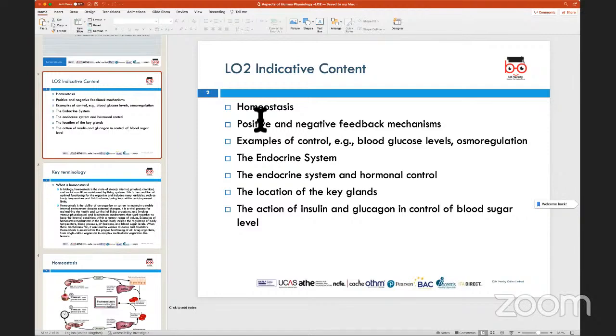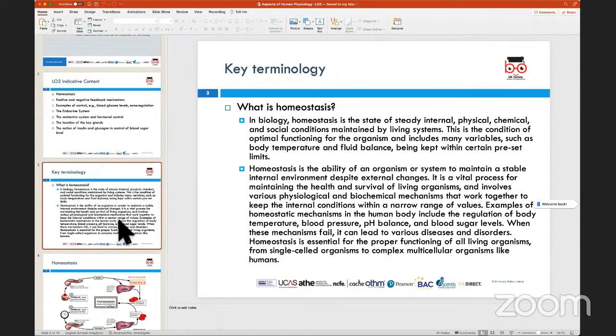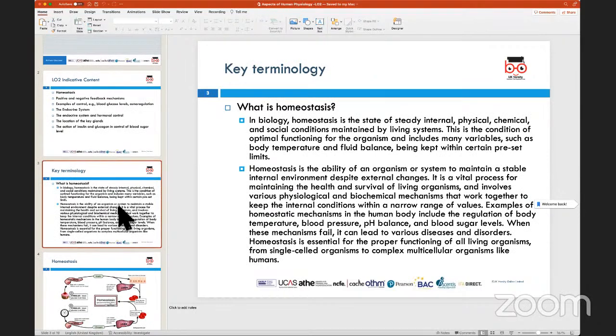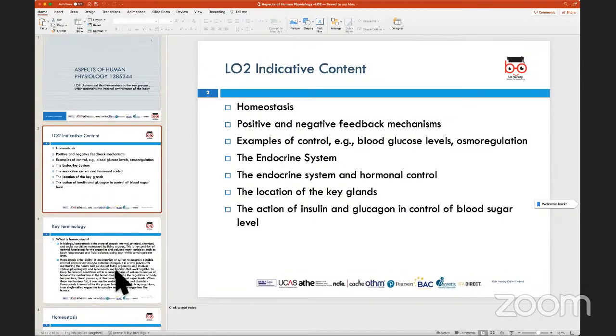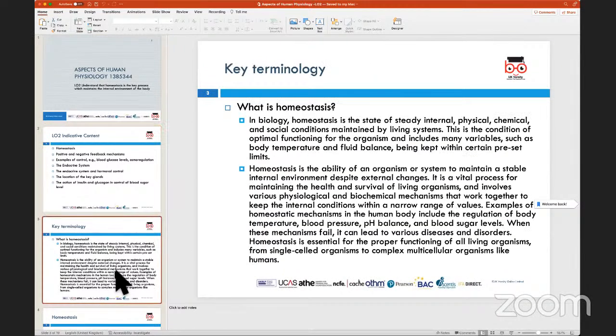So when we talk about homeostasis, learning outcome 2 focuses on understanding homeostasis as a key process, which helps maintain the internal environment of the body. So we're going to focus first on homeostasis, and using that understanding, we are going to link it to the endocrine system and then cover some of the assessment criteria. So when we talk about homeostasis, what is it?